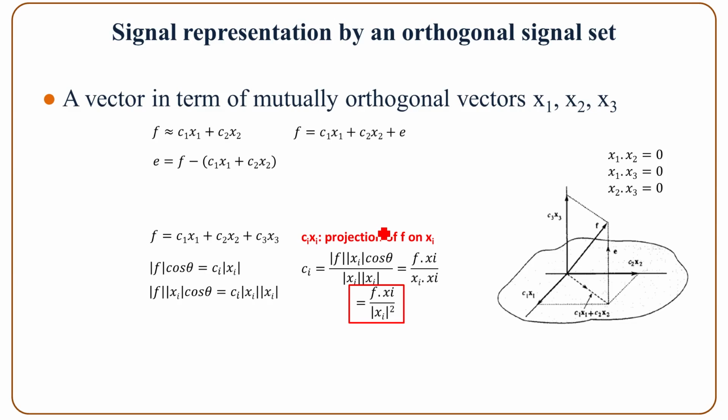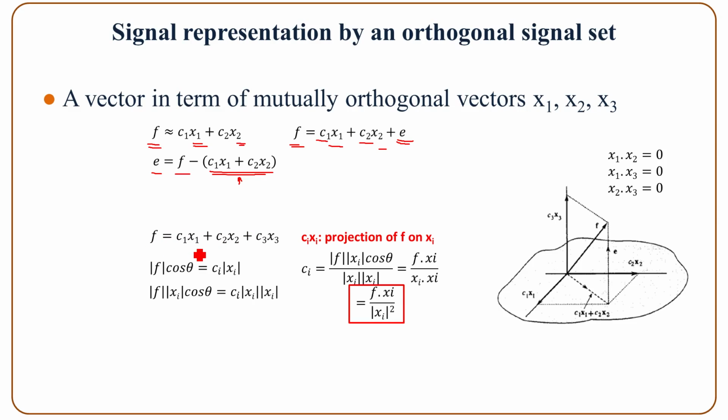Now we talk about signal representation by an orthogonal signal set. First we talk about vectors. A vector in terms of mutually orthogonal vectors x1, x2 and x3. So first, if we express a vector f in terms of x1 and x2 approximately, then we can also write f in terms of x1 and x2 with some coefficients, and then we add an error term at the end, and the error is the difference between f and the sum of c1 times x1 plus c2 times x2, which is the linear combination of x1 and x2.